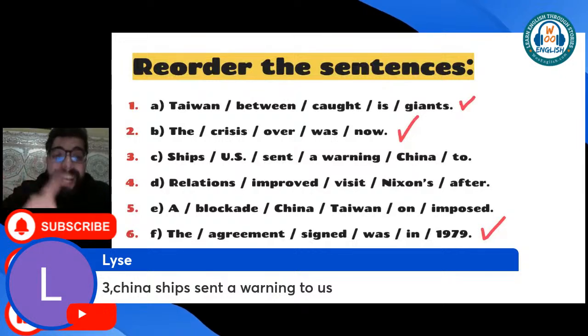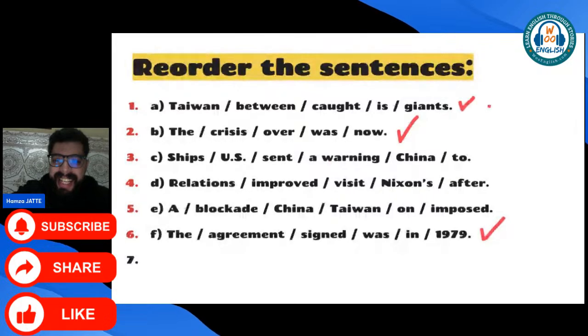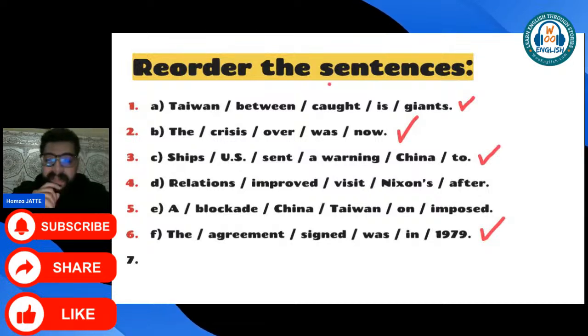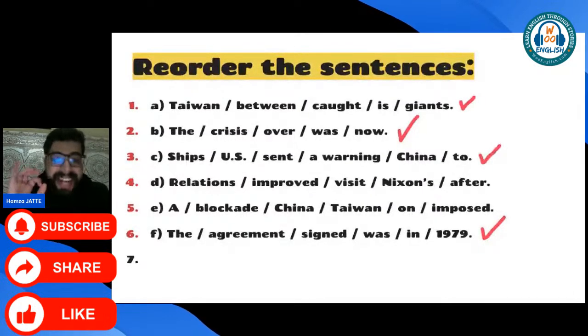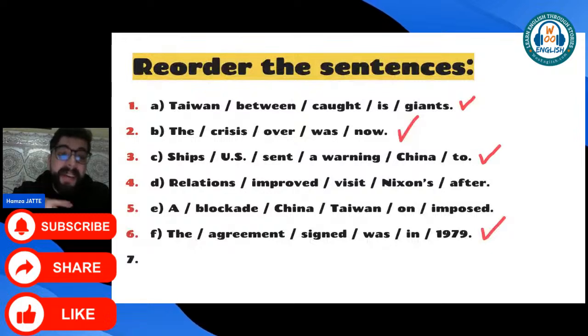Or China sent warning to US ships. So it can be one of many suggestions actually. So I'm gonna accept any. All right. Number four. So Elise so far is doing a great job. You have the longest streak. You have like three sentences in a row. One, two, three. I need others to participate as well. I hope.